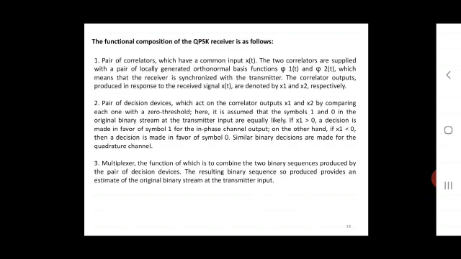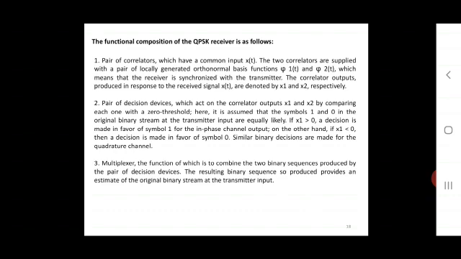A pair of decision devices act on the correlator outputs x1 and x2 by comparing each one with a zero threshold. Here it is assumed that the symbols 1 and 0 in the original binary stream at the transmitter input are equally likely distributed. If x1 is greater than 0, a decision is made in favor of symbol 1 for the in-phase channel output. On the other hand, if x1 is less than 0, then the decision is made in favor of symbol 0. Similar binary decisions are made for the quadrature channel.